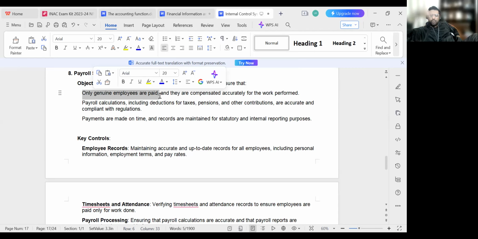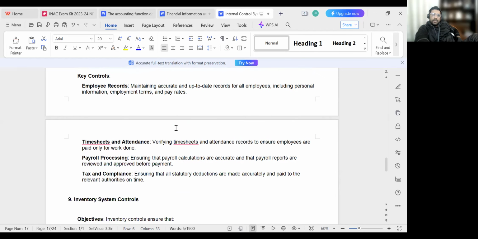What can you do to ensure that your payroll system has good internal controls? Employee records, so maintaining accurate, up-to-date records for all employees, including personal information, employment terms, and pay taxes. So you can make sure that there is no fictitious employee or you're not paying someone extra or something.